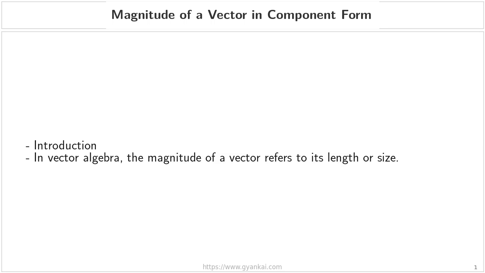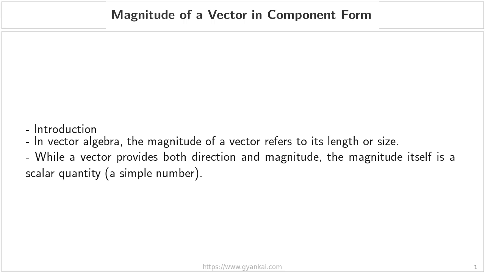To start our introduction, let's define what we mean when we talk about magnitude in the context of vector algebra. Simply put, the magnitude of a vector refers to its length or its overall size. Now, it is important to remember the fundamental nature of a vector. A vector is a unique mathematical object because it provides us with two pieces of information, both direction and magnitude.